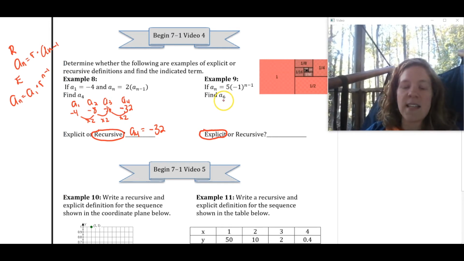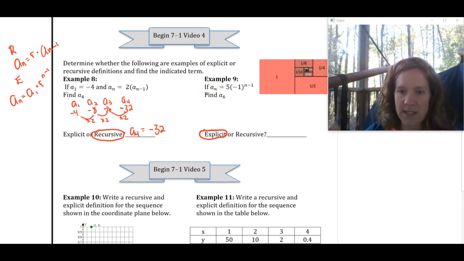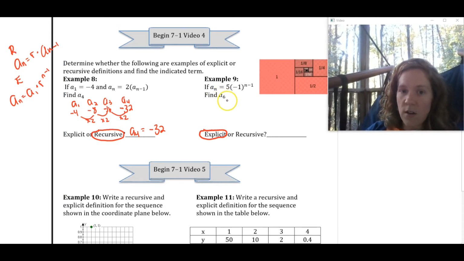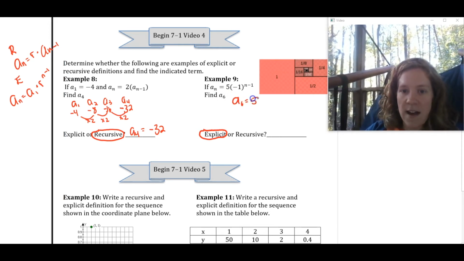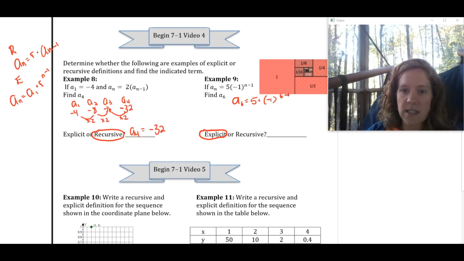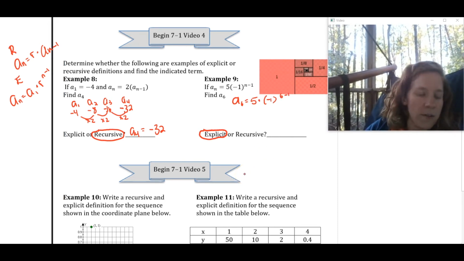And that means to find the sixth term, I don't have to do the thing where I start with the first term and go to the second term and go to the third. I can go straight to the answer. I can go straight to 6 and say, to find a sub 6, I'm going to have 5 times negative 1 raised to the 6 minus 1. And I can either do that by hand or I can put it in the calculator.